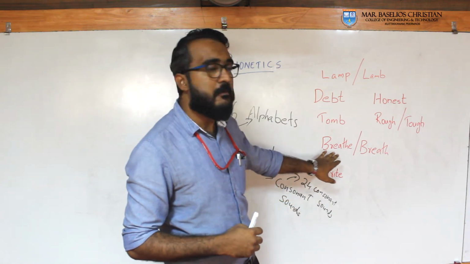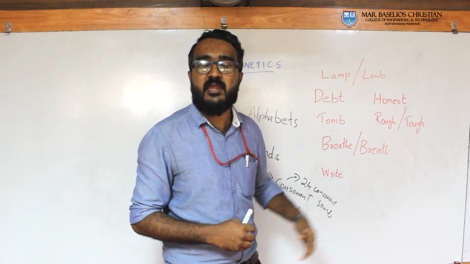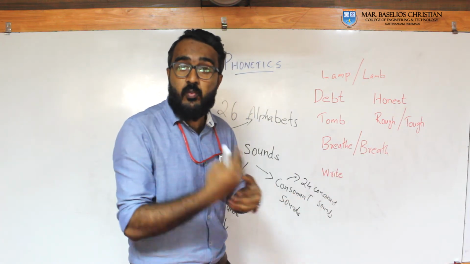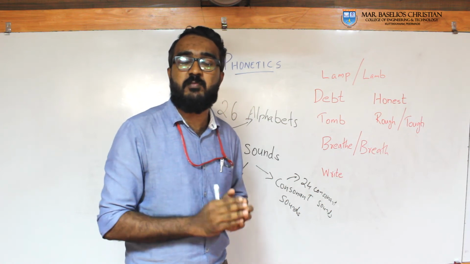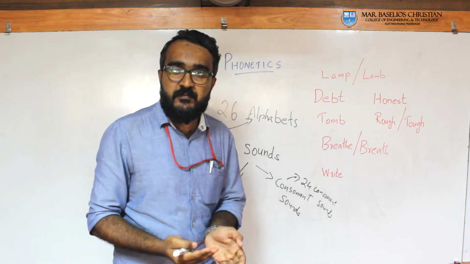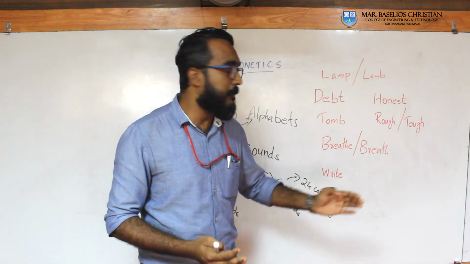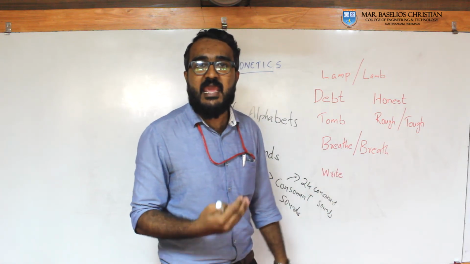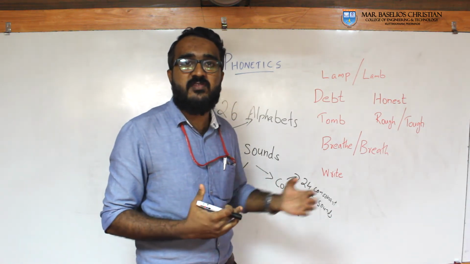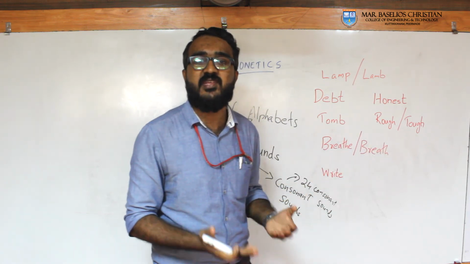Another example, you will find B-R-E-A-T-H-E and another similar word B-R-E-A-T-H. One is a noun, one is a verb. But how do we find which one is the right one? This also happens with the pronunciation. B-R-E-A-T-H-E is actually the verb form, the process of breathing, and its pronunciation is breathe. But the noun form, B-R-E-A-T-H, which means the breath, has a pronunciation of breath. So one is breathe, a verb form, the other is breath, a noun form.